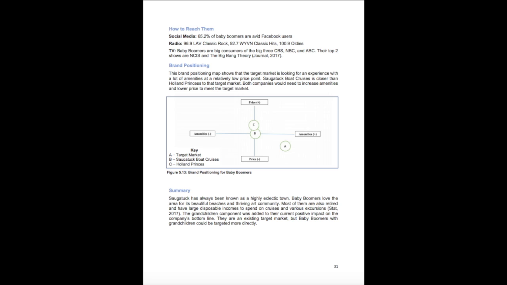Saugatuck is known as a highly eclectic town. Baby boomers love the area for the beautiful beaches and the thriving community. Most of them are retired and have large disposable incomes to spend on cruises and various excursions. And when traveling with their grandchildren, they are also more likely to spoil them as well. They are an existing target market, but adding the grandchildren component would provide more repeat customers and possibly new ones as well.